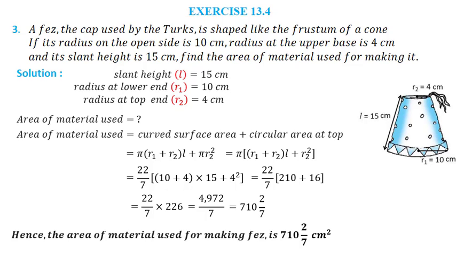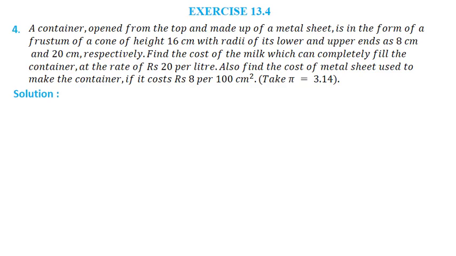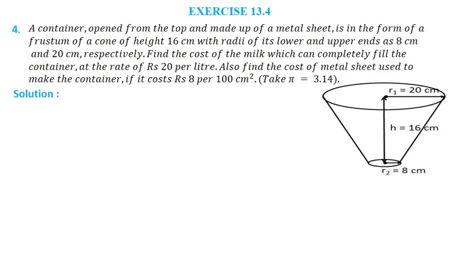Now let us move to fourth problem. A container opened from top and made up of a metal sheet is in the form of frustum of cone of height 16 centimeter with radius of its lower and upper end as 8 centimeter and 20 centimeter. Find the cost of milk which can completely fill the container at the rate of rupees 20 per liter. Also find the cost of metal sheet used to make the container, if its cost is rupees 8 per 100 centimeter square. We will take value of pi as 3.14.